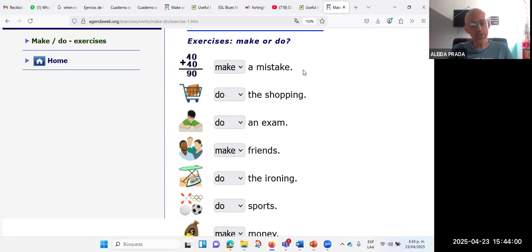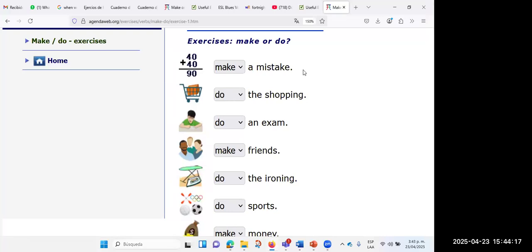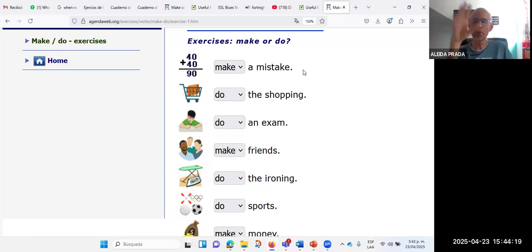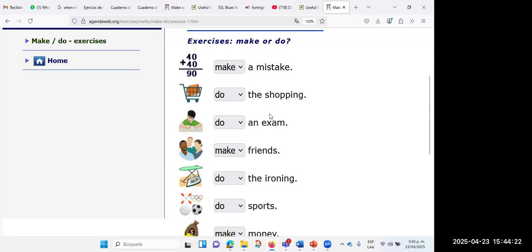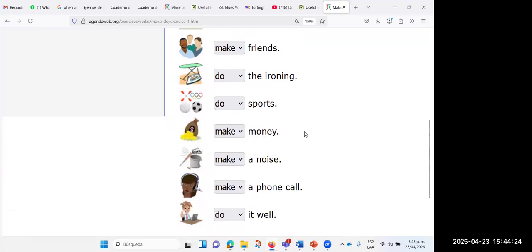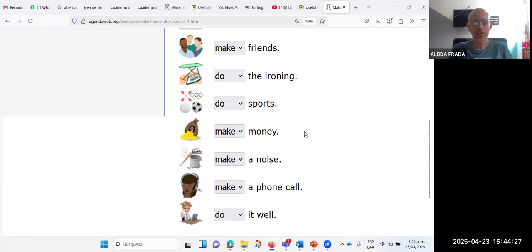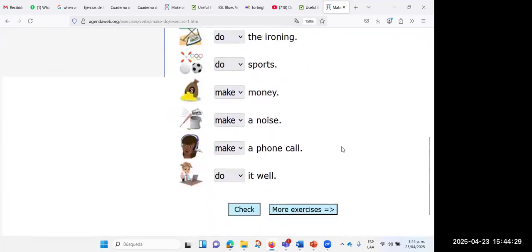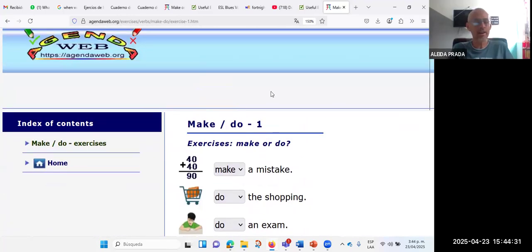Okay? It's easier to learn the sentence, the expression, than start thinking, oh my God, that's a job, that's an official work or unofficial. No, it's better to learn the expressions. Do the shopping, do an exam, make friends, do the iron, do sports, make money, make noise, make a phone call, do it well. And you are going to learn it by heart, and it's better to do that.